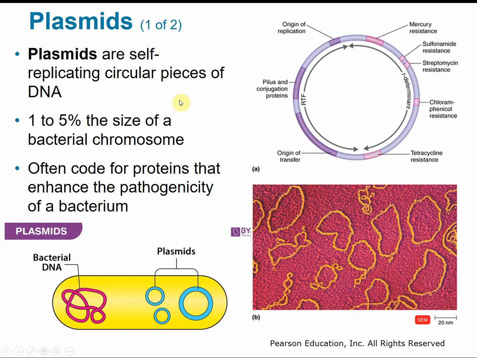So I said plasmids are those self-replicating circular pieces of DNA that often code for those bonus genes, so things that enhance the pathogenicity or virulence of a bacterium.